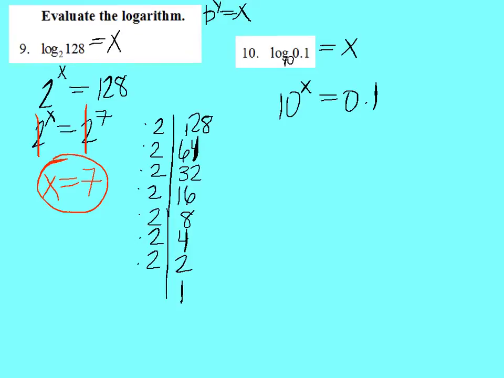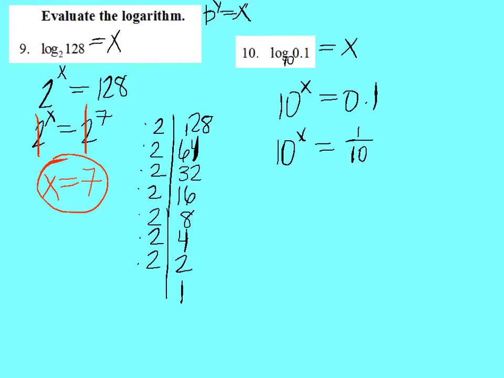Now here you can do the same thing, and you can use your calculator and try to figure it out. And this one's a little bit trickier. Alright, so 10 to the x equals 0.1 is kind of tricky. What you should do is change 0.1 to a fraction. So 0.1 as a fraction is really 1 over 10. And now it might be a little bit more clear to you what x would be.